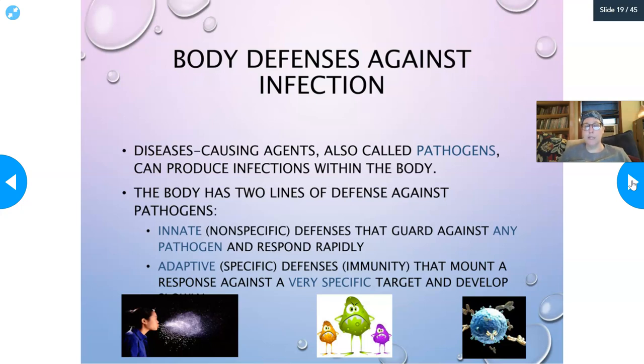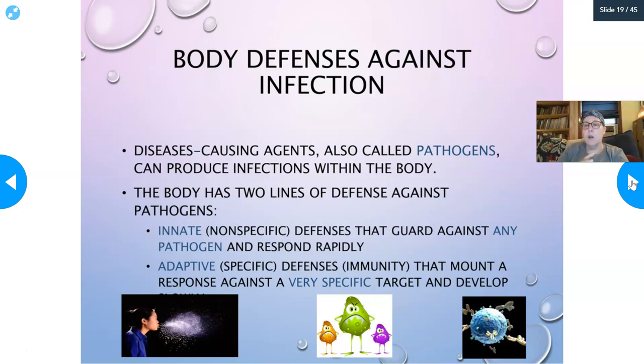There's the innate, which is the non-specific, already built-in defenses that guard against any pathogen, and they respond rapidly. And they're part of your makeup. We're going to cover some of those. And then you have the adaptive specific defenses, which is really what we mean when we refer to immunity. And these mount a very specific response against a specific target and develop antibodies and memory.